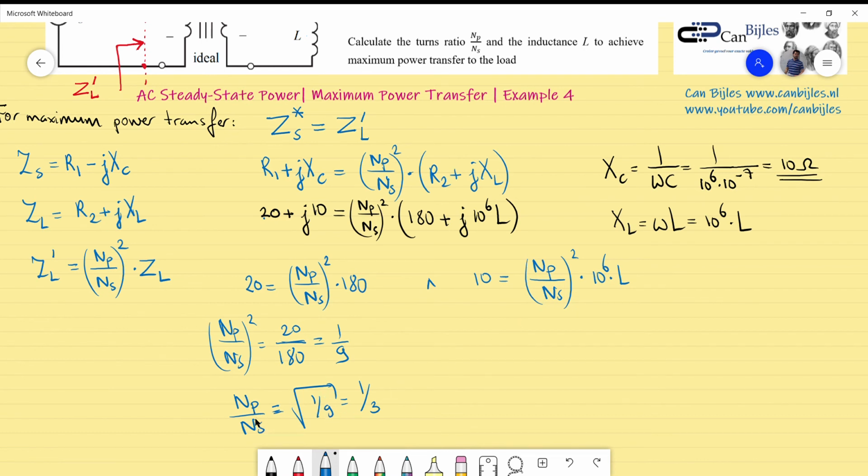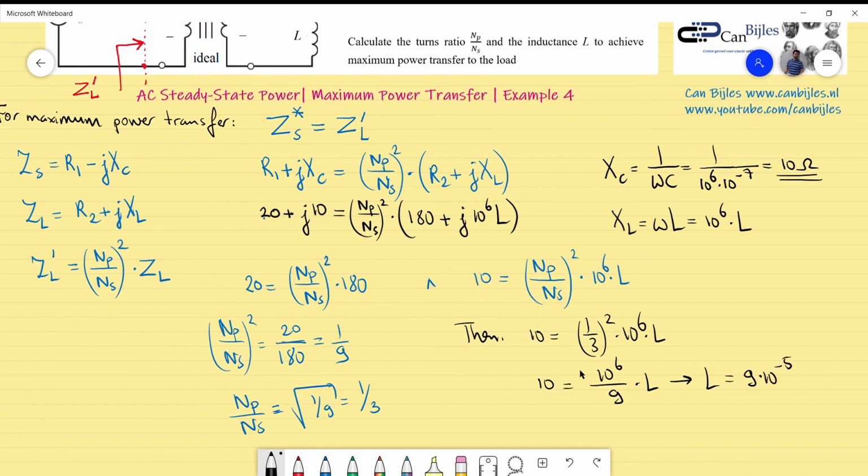I can now substitute this expression here, or use this expression as 1 over 9 here. So what do I have? It's next. So actually, I am almost done. So 10 is equal to 1 over 3 squared times 10 to the power 6 times L. I have 10 is equal to 10 to the power 6 divided by 9 times L. If you do the math, you will get 9 times 10 to the power minus 5 henries. That will be 90 microhenries.